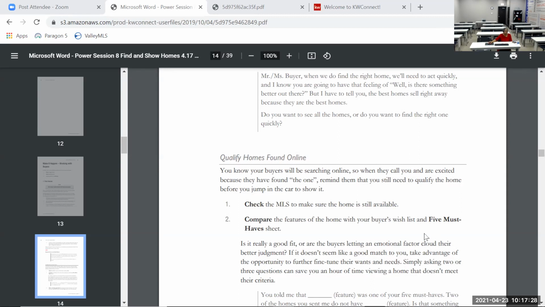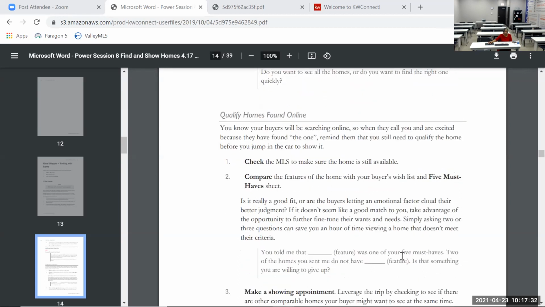Compare the features of the home with your buyer's wish list and their 5 must-haves, which I just mentioned. Is it really a good fit, or are the buyers letting an emotional factor cloud their better judgment? Some people get tired, it's like, I'm tired of looking, I'm just ready to put in an offer. That's not going to be the house that they're going to be excited to go home to every day.